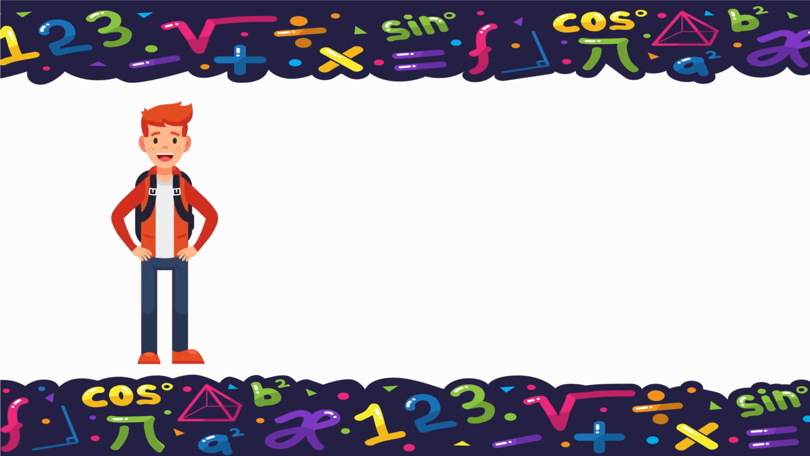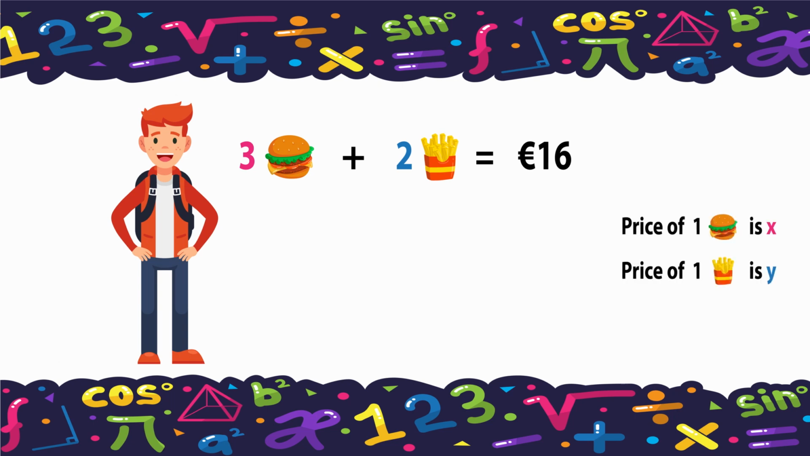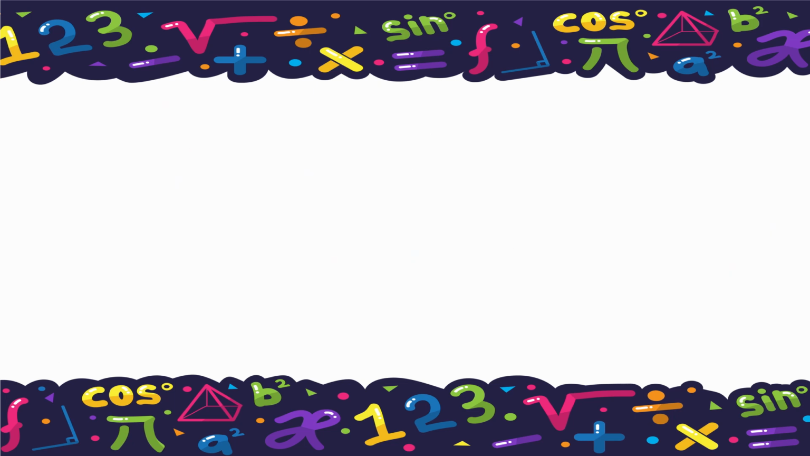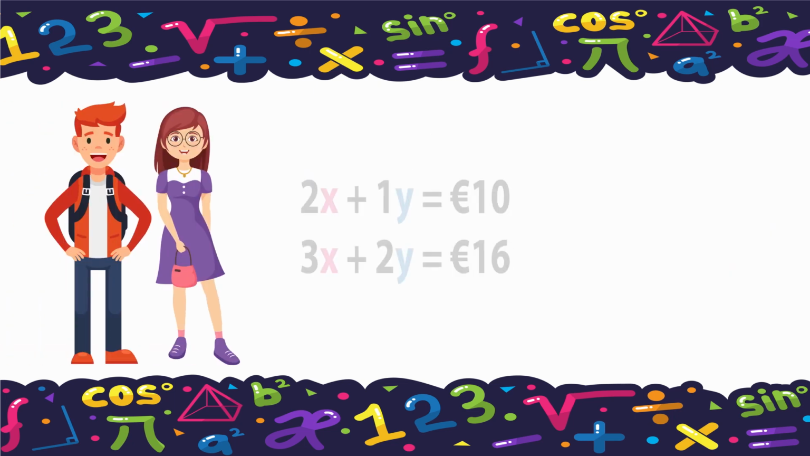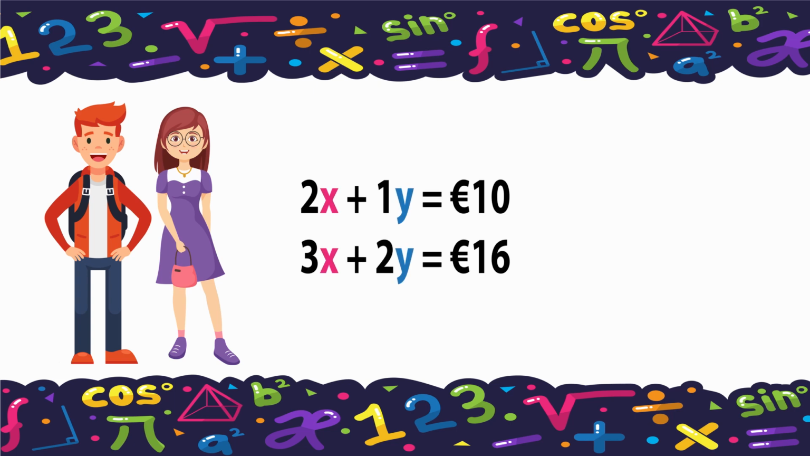Then Bob comes along. Bob was famished, so he ordered 3 burgers and 2 sets of fries from the same shop. For this, he paid €16. Let us replace the burgers with x and the fries with y to get another algebraic equation like so. Now, if we combine both pieces of information together, we can find the cost of 1 burger and 1 set of fries. When we combine multiple equations together in order to be able to find unknown values, we say that we are solving simultaneous equations.